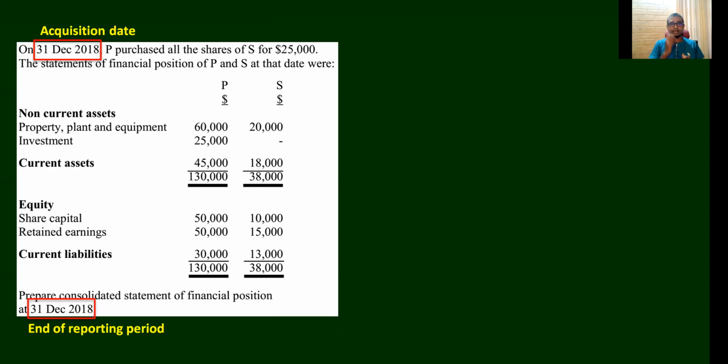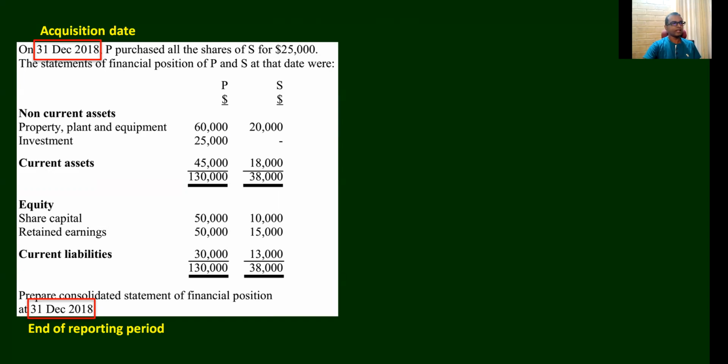Then what is the end of reporting period? I have explained that already in my fundamentals. End of reporting period is the end of the current reporting period, that means we are preparing financial statements for 31st December 2018. So the end of reporting period and the acquisition date are both 31st December 2018 in this example. That means you are preparing financial statements on the date you acquired.